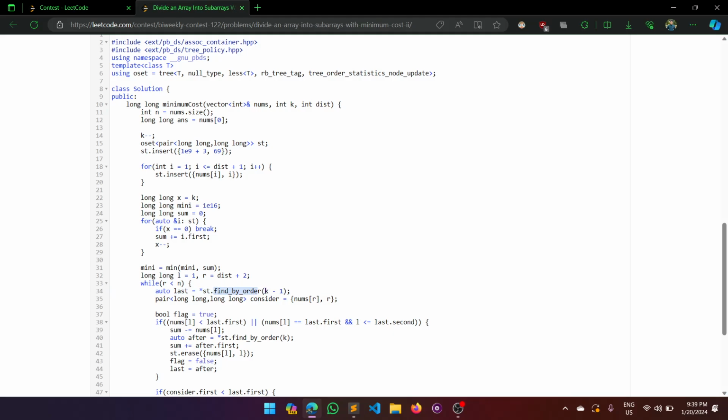So if I'm doing find by order k minus 1, it's giving me the element which exists on the k minus 1th index in the set, 0 based indexing. So yeah, here I'm pushing dist number of elements.